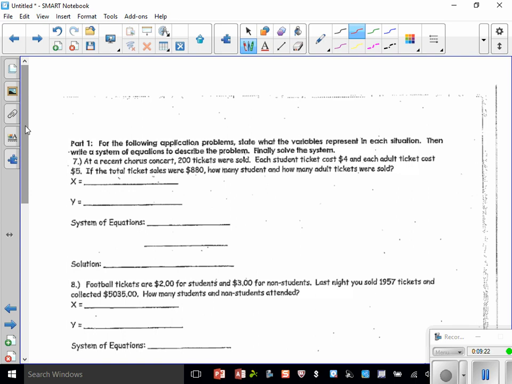And let's just set up so we'll have the same variables here. This one is talking about student tickets. You had one similar to this for homework. So let's use S for student tickets and A for adult tickets. And then for number 8, you're talking about students and non-students. So let's use S and N. N obviously will be for the non-students.